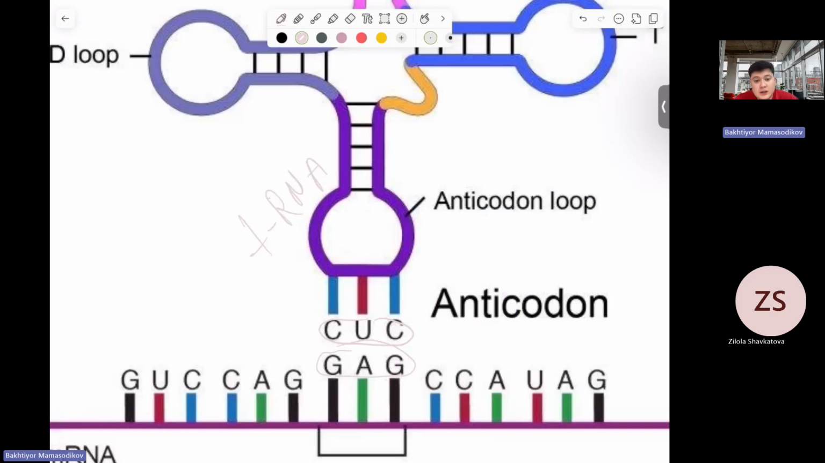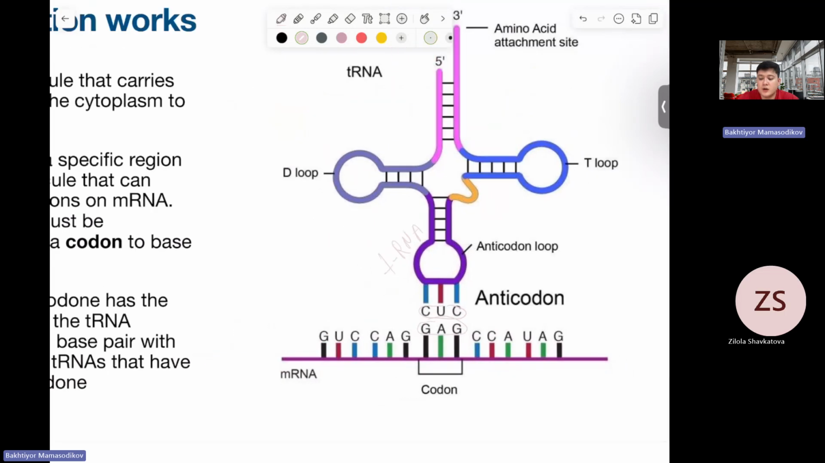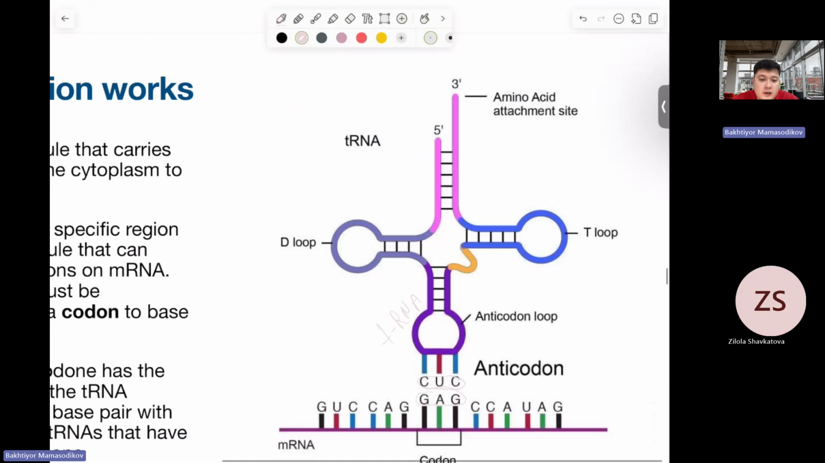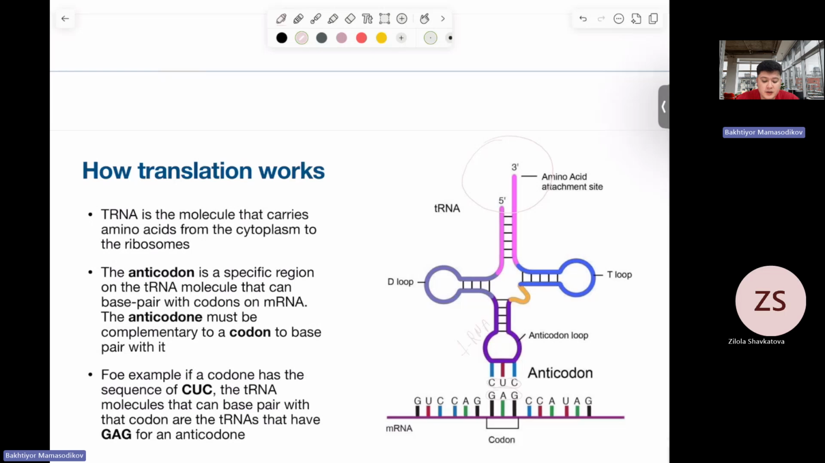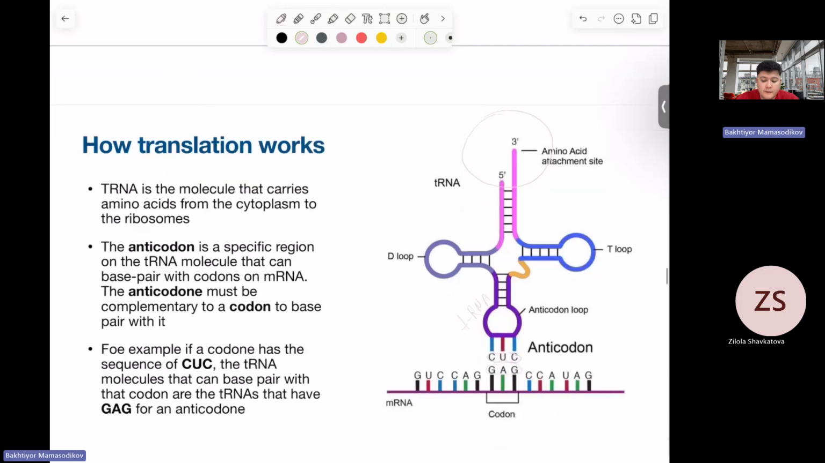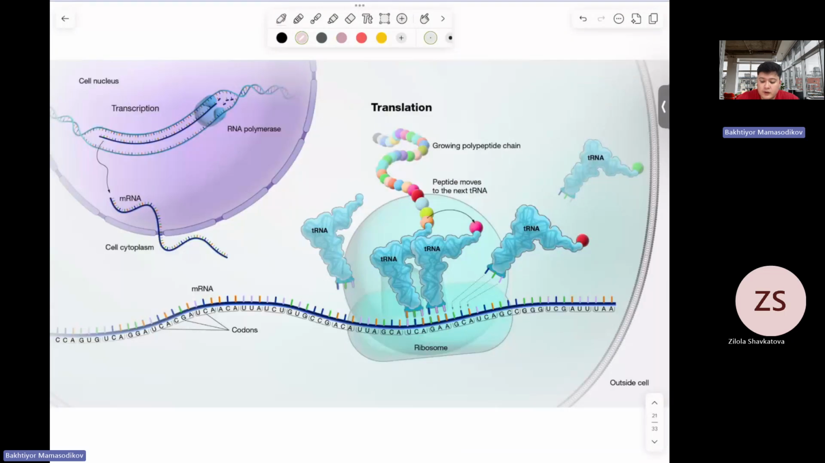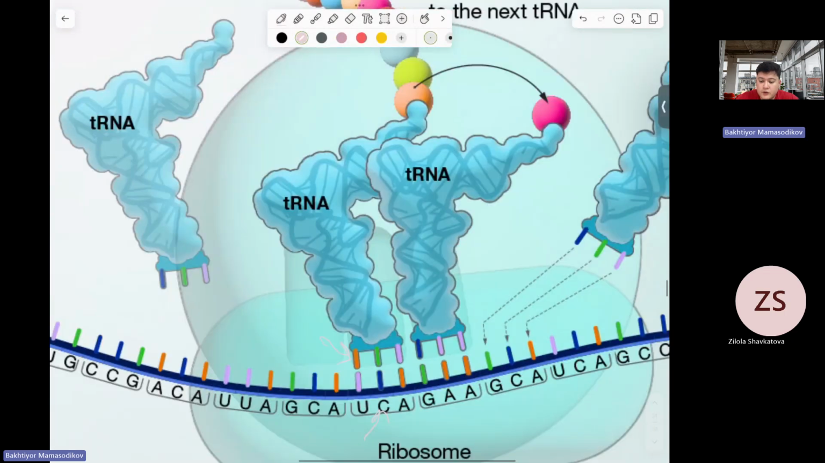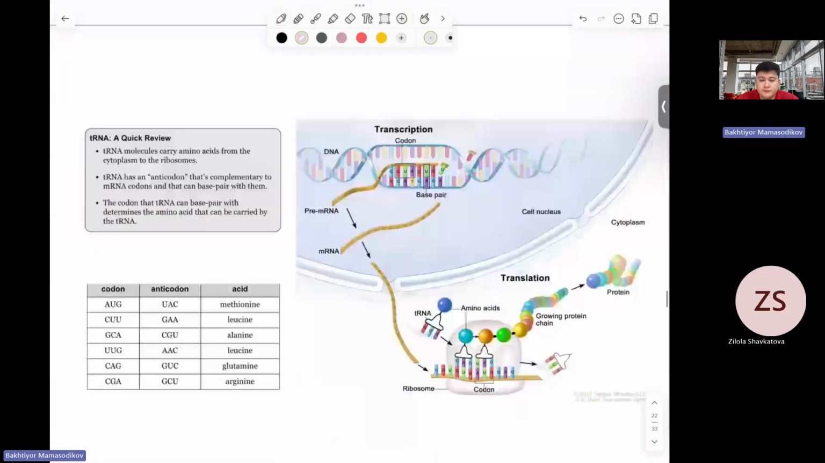Here the codon GAG is matching to the anticodon CUC, okay? The tRNA brings the correct amino acid here. Any questions? So as you can see, this is the translation process. The codon is matching to the anticodon and the correct amino acids are brought together, okay?